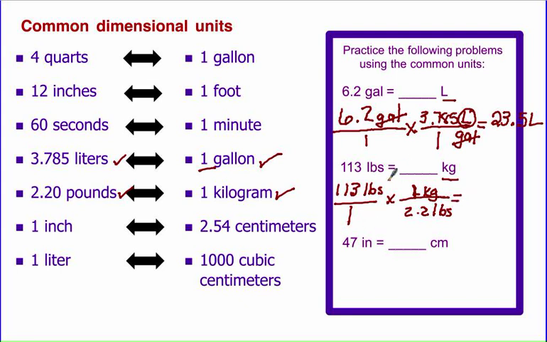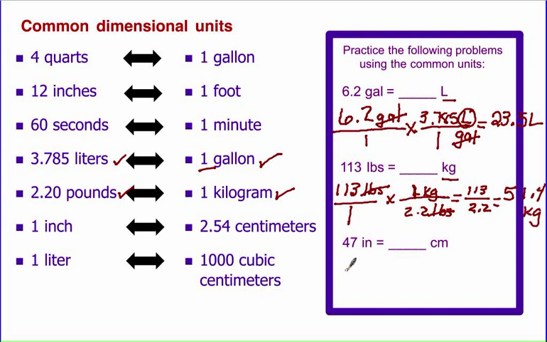And now I can cancel. Pounds cancels out. And I'm left with 113 times 1, which is 113. And then 1 times 2.2, which is 2.2. So now I just need to divide 113 by 2.2, and that gives me 51.4. 51.4, and that's kilograms.